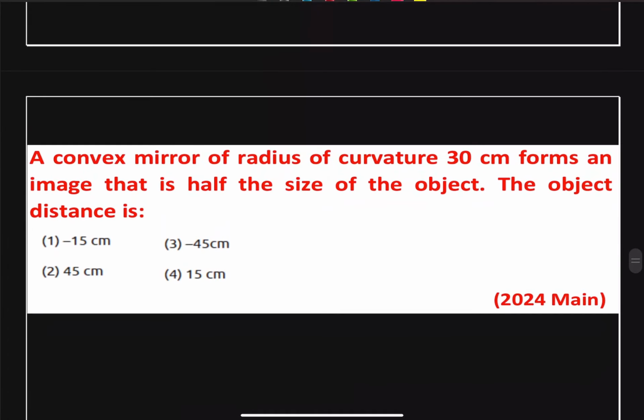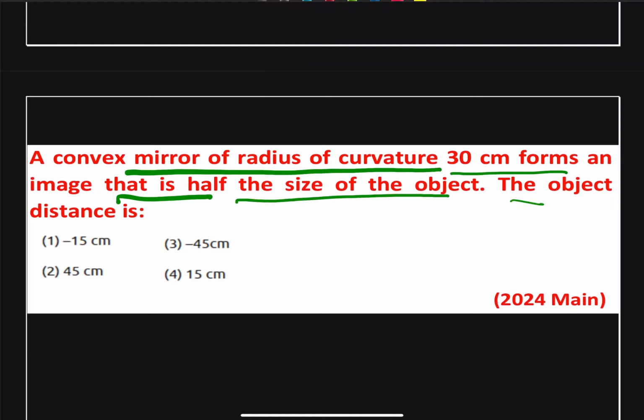and it states that we have a convex mirror of radius of curvature 30 cm forms an image that is half the size of object. The object distance is. So here we are given that the image is half the size of the object, and we have to find out the object distance. So in this case we are going to use two formulas. One is the formula for the convex mirror and another one is for the magnification.